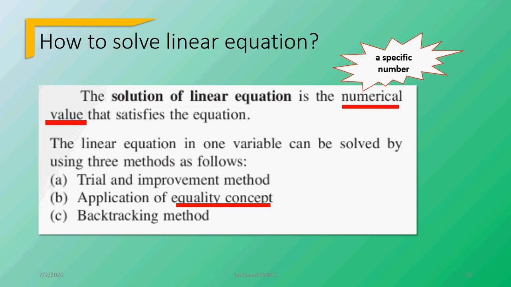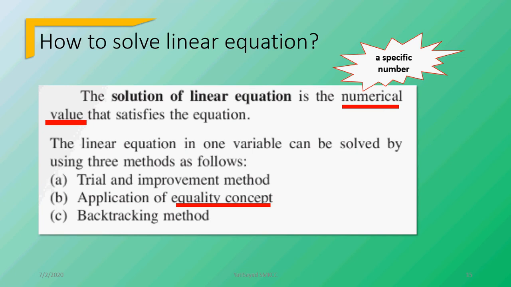Numerical value means a specific number, meaning that you have to have the value of the variable of your linear equation. For example, if your variable is x, x equals 5. 5 is the specific number. Or x equals 7. 7 is a specific number. Or x equals negative 20. Negative 20 is a specific number. So in the solution of a linear equation, you will only have x at the left hand side of your equation and a specific number at the right hand side.